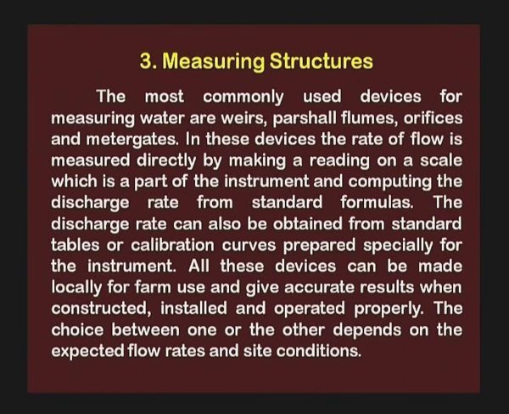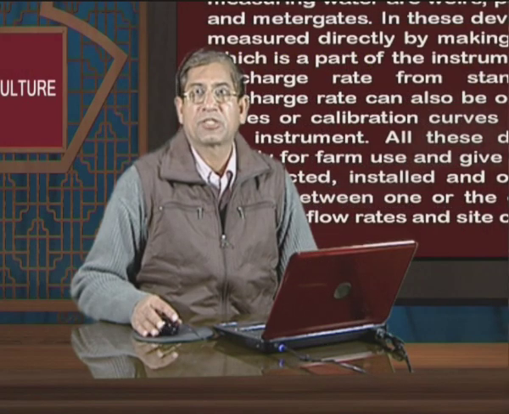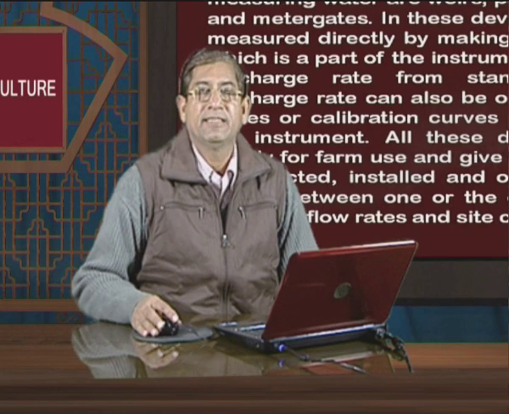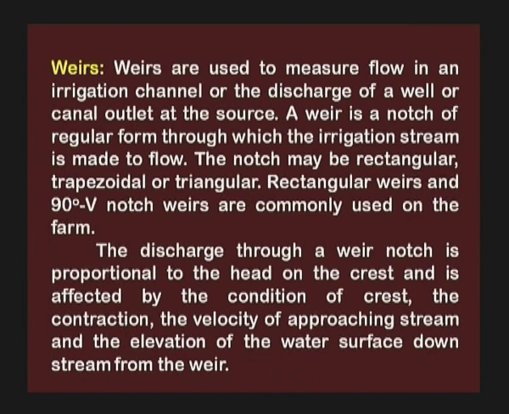The choice between one or the other depends on the expected flow rates and site conditions. The use of weirs, partial flumes, and orifices depends on the stream size and site characteristics, and as per the suitability, these devices may be used for measurement of irrigation water.